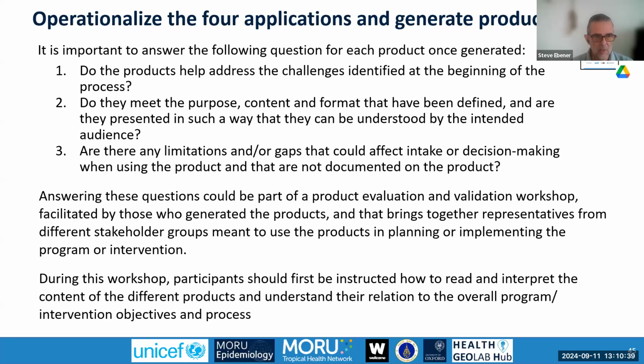Now, once you have generated those products, it's always very important to have a critical look at them. Make sure that the products, first of all, really help address the challenges, needs or priorities that were identified at the beginning of the process, and that they meet the purpose, content and format that have been defined earlier in the process. Also check whether there are any limitations or gaps that could affect the use of these maps for taking decisions, and make sure that this is documented.